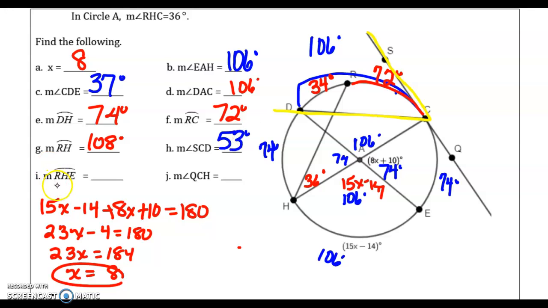And then here is a major arc we're going for. It's 3 letters, R to H to E. So if you add these things up, R to H to E, this part is 180. So what would that be with 30 more? 214. Does that sound right?